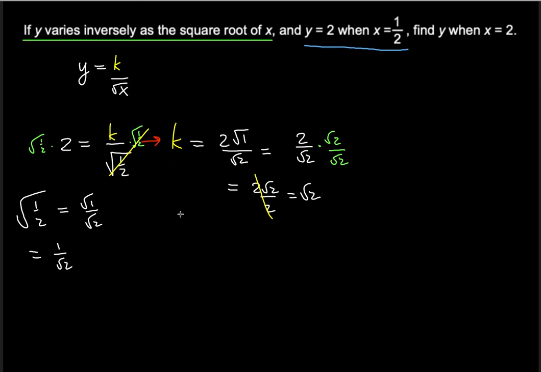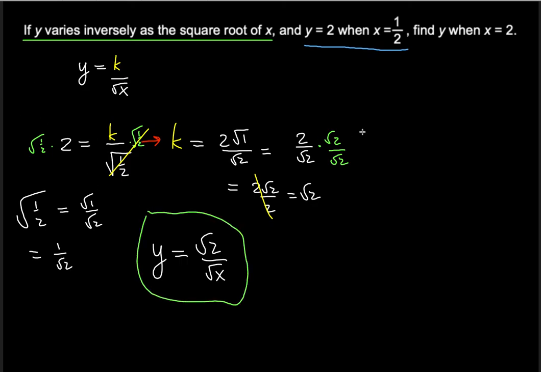So the new equation is going to be the same equation, except we now have k. That's going to be y is equal to radical 2 over radical x. That's the equation that we're going to use now to find y when x is equal to 2. This is the final stage of this problem. We're going to use this equation to find y when x is equal to 2, because if we know x, we already know the k value, which is radical 2, we can easily find y.